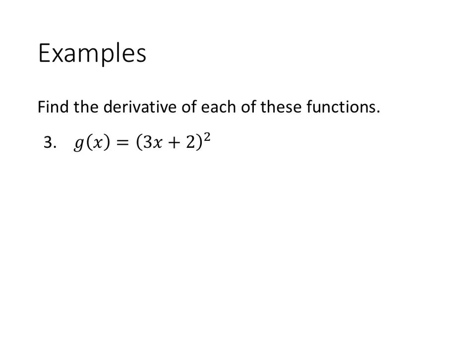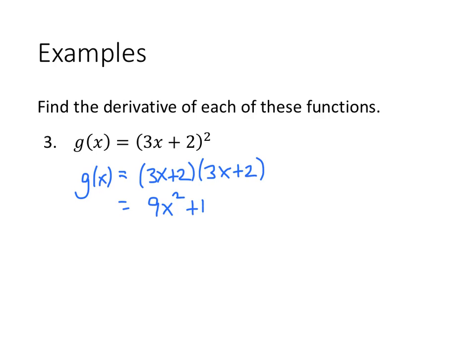Finally, let's do one more example. Here we've got 3x plus 2 quantity squared, and none of the rules that we have so far let us deal with that squared in parentheses. So what we can do is rewrite our function, g of x, by simply writing this as 3x plus 2 times 3x plus 2. When we work that out, we get 9x squared plus 12x plus 4. And now this function's in a form where we can take the derivative.